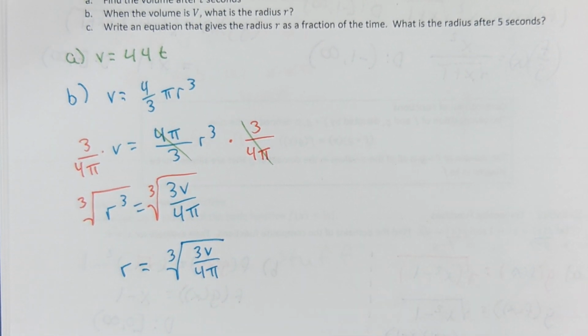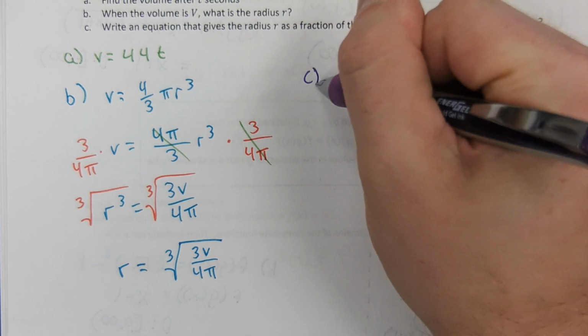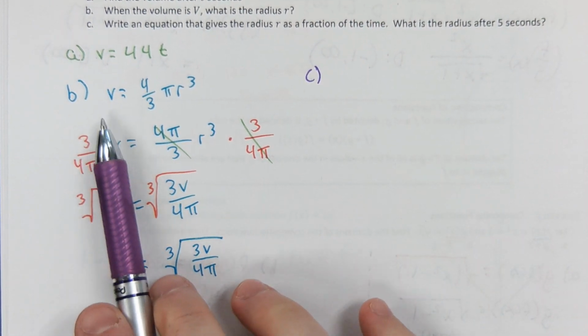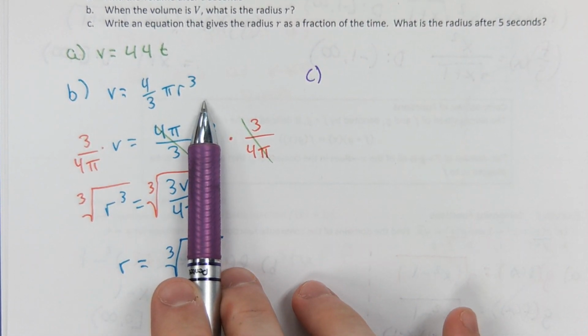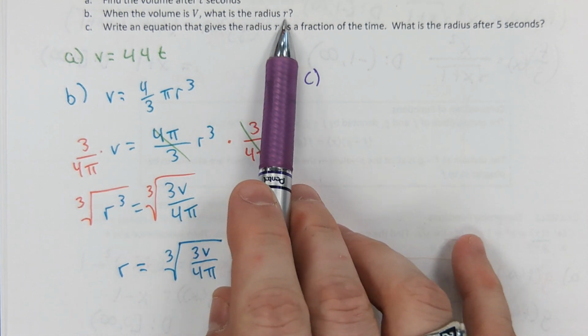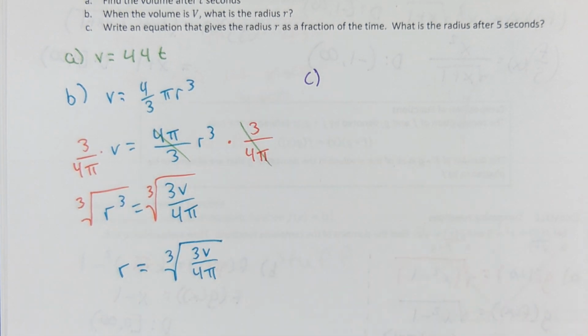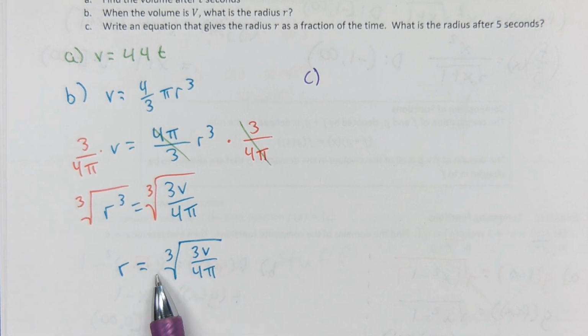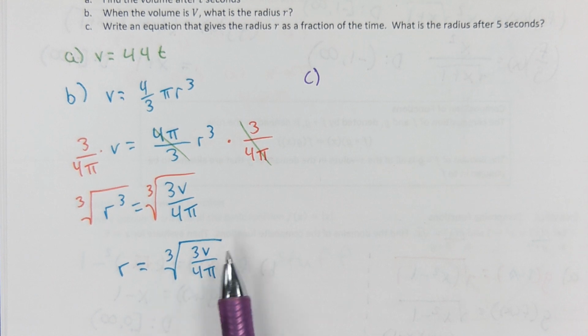Now, if you take a peekaboo at question C, what just happened was I took the volume of a sphere equation and I got r by itself because it said, what is r? So we just solve for r. And you might notice that my equation for r, its variable is v.